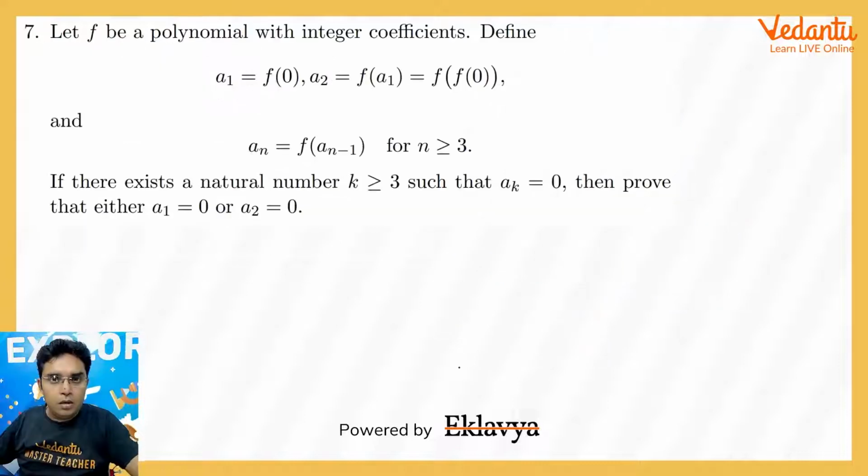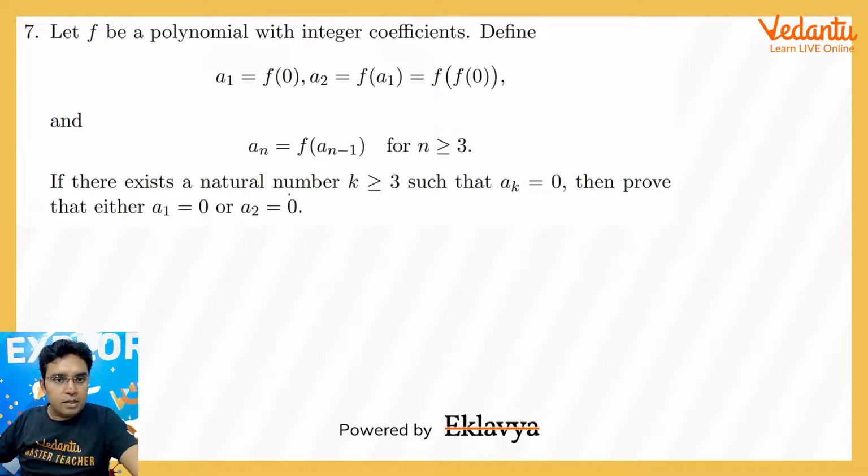Okay. Now coming to question number 7, one tricky question. It says f be a polynomial with integer coefficients. Define a1 is equal to f of 0, a2 is equal to f of a1 is equal to f of f of 0, and an is equal to f of an minus 1 for n greater than or equal to 3.